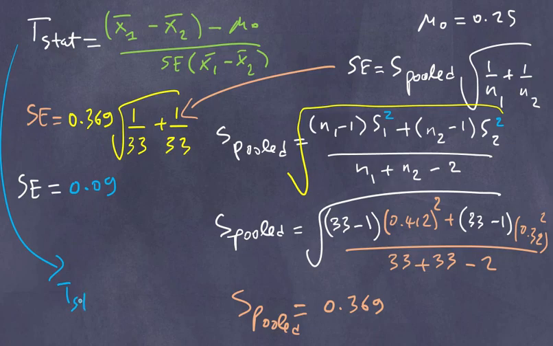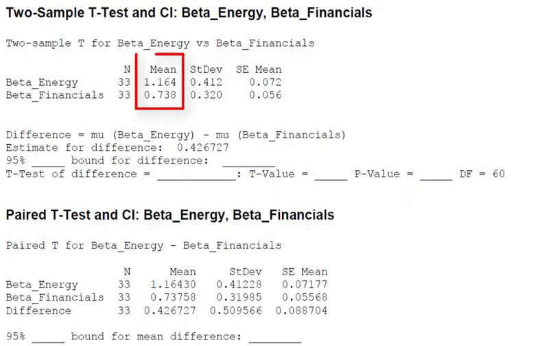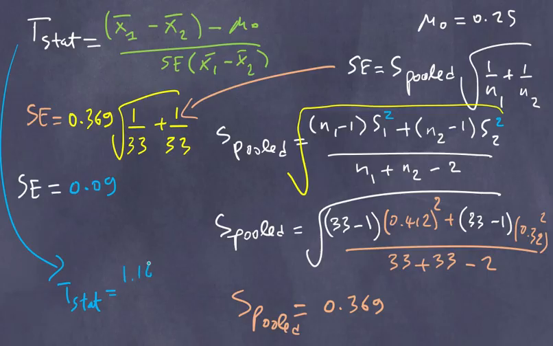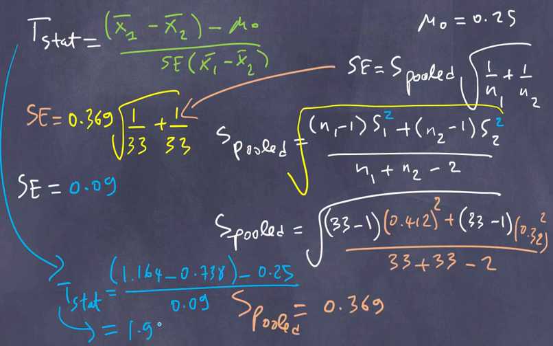And so the T-stat is the sample mean for energy, that is x1 bar minus x2 bar minus mu0, which is 0.25, and this whole thing divided by the standard error, which is 0.09, giving 1.955. Let's find T-crit and compare T-stat to T-crit to decide whether we should reject H0.